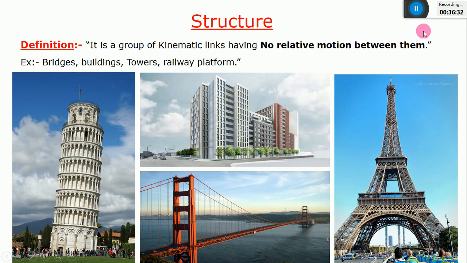Let's take the definition. I'll take another 5 minutes. It is a group of kinematic links having no relative motion between them. As I explained, that triangular kinematic chain is nothing but a structure because there is no relative motion. So the first case I have explained, LHS is greater than RHS, locked chain, is nothing but a structure. So please take down this.